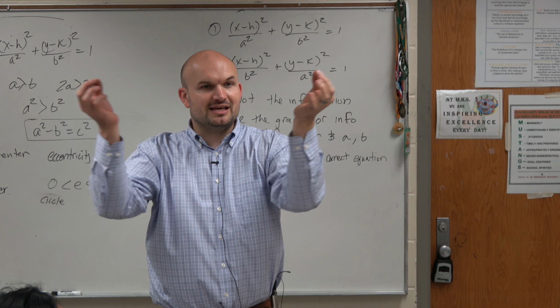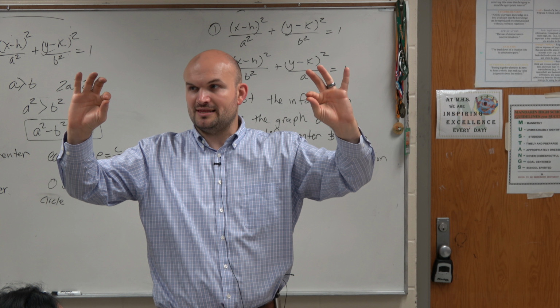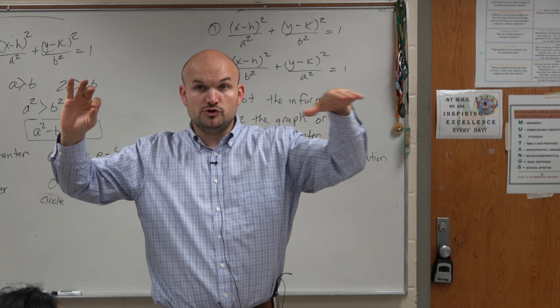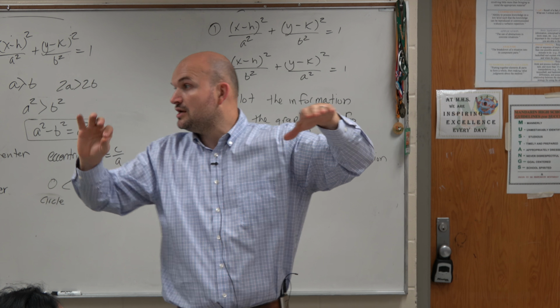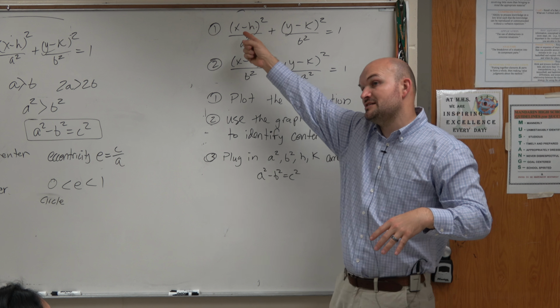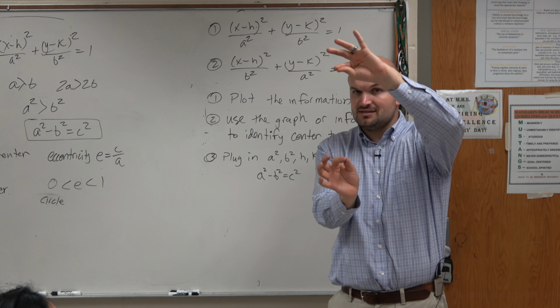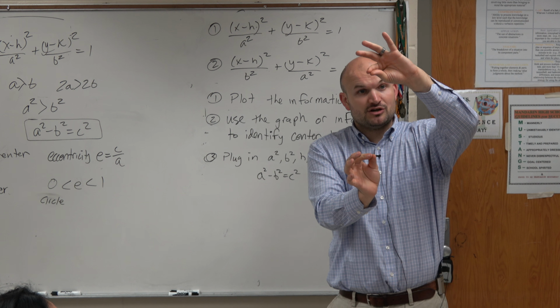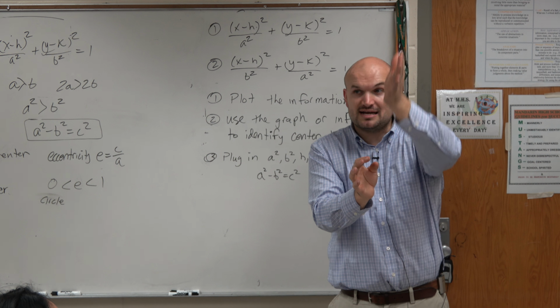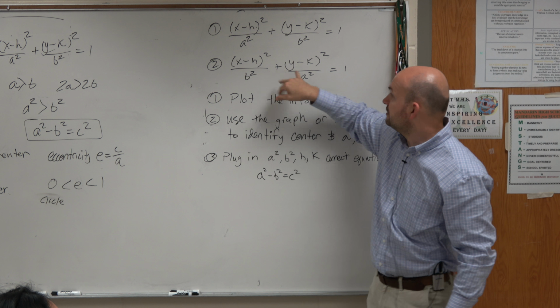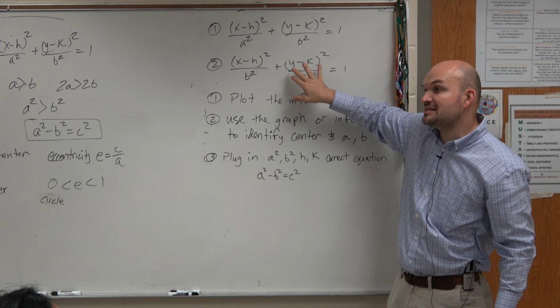For example, if I give you two vertices and they look like this on both sides, you know your major axis is now vertical. So therefore, you know a squared needs to be under x. But if I give you maybe two foci that look like this, well, you know the foci lie on the major axis. So now your major axis has to be vertical. So therefore, your a squared needs to be under y. So you'd have to use this equation.